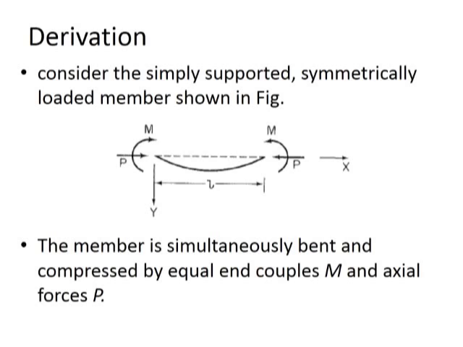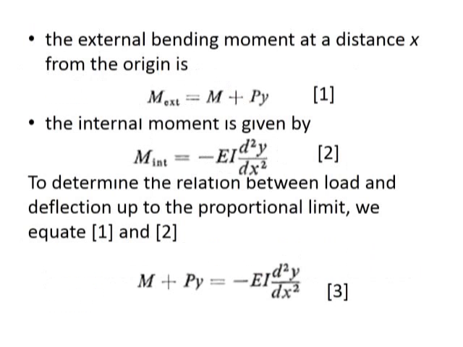As shown in the figure, the member is simultaneously bent and compressed by equal end couples M and axial forces P. The external bending moment at a distance x from the origin, the external moment, is equal to M plus Py, and the internal moment is given by minus EI d²y by dx².